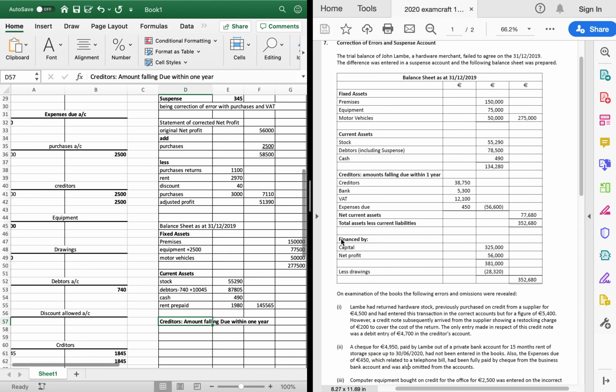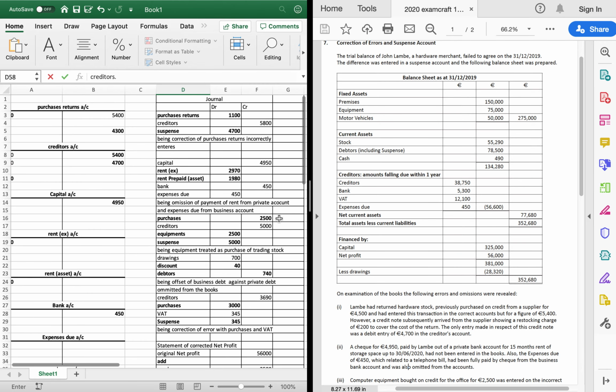You've got creditors. That's definitely going to have changed. So it starts off at 38,750. There's normally loads of creditors. Now we're on to our liabilities, and the workings are the opposite: add credits, take debits. So we've got creditors here, and we're going to add this one of 5.8.